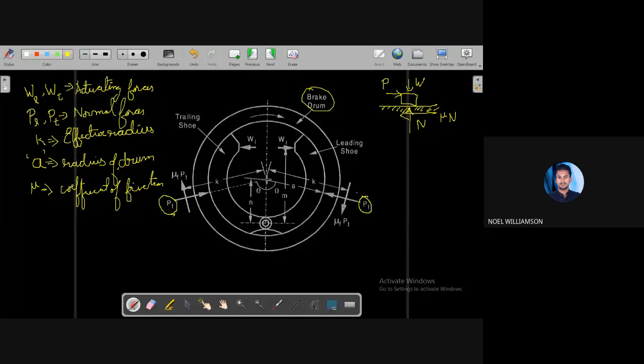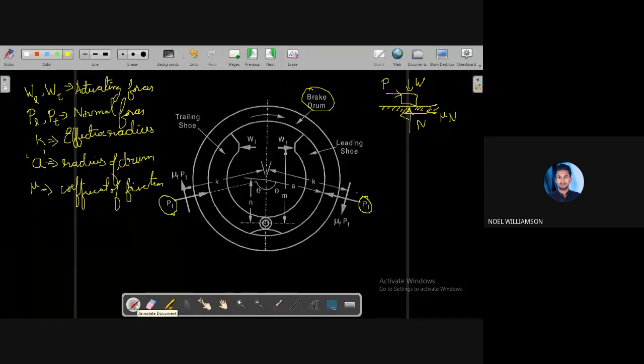So these are the notations here, and you can see an angle, that is, the line connecting from the center to the point where the shoe just meets the drum subtends an angle from the vertical, that is theta, as shown here. This is the angle theta. Here also it is given theta.